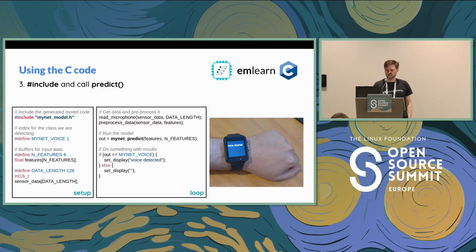Using the C code is quite simple. You include it. You will need to do some pre-processing, which is usually application specific. I have an example for the task that we showed, on the bottom left. You would then pass these features to your model. It will give you a classification. Or there's also support for probabilistic output, so you can get the probabilities that it is a particular class. And then you would do something with that result. This very simple example was just showing some text on a screen.